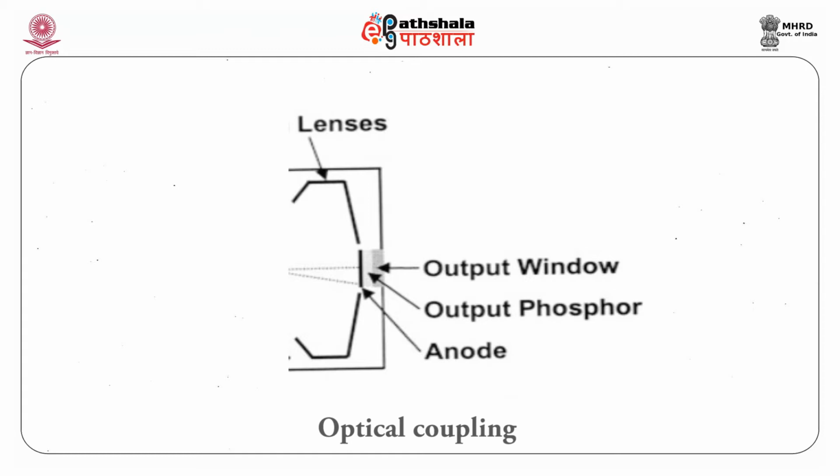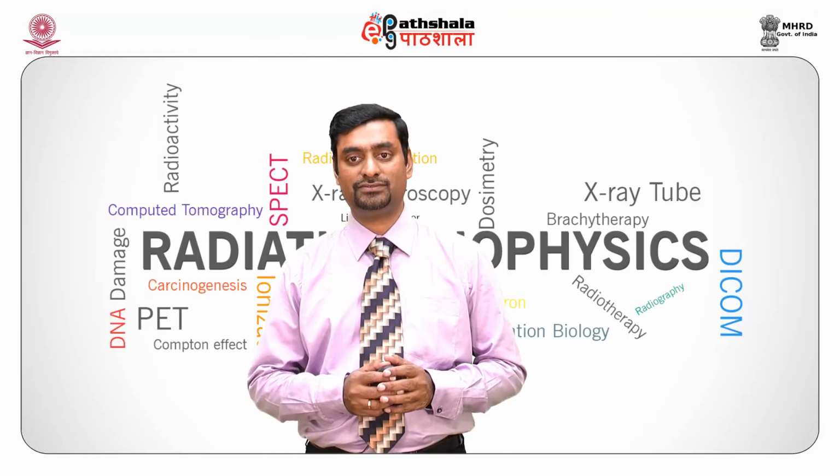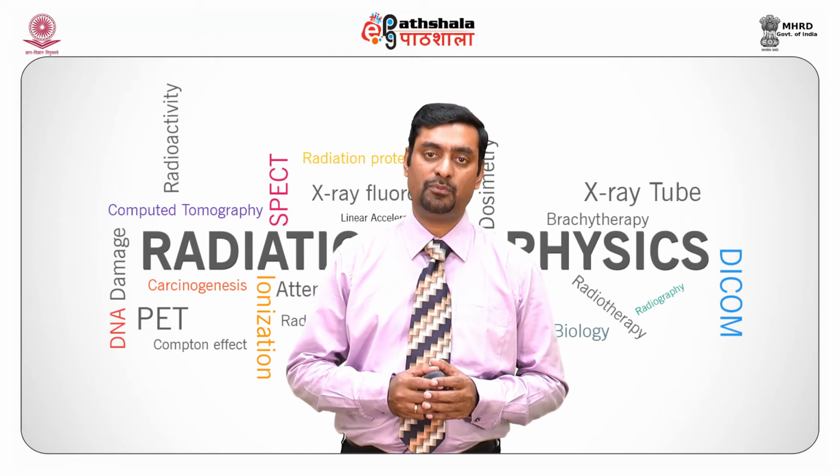This converts the electron pattern into bright light pattern. The diameter of this output phosphor ranges from 0.5 to 1 inch. Then we move on to an optical coupling.